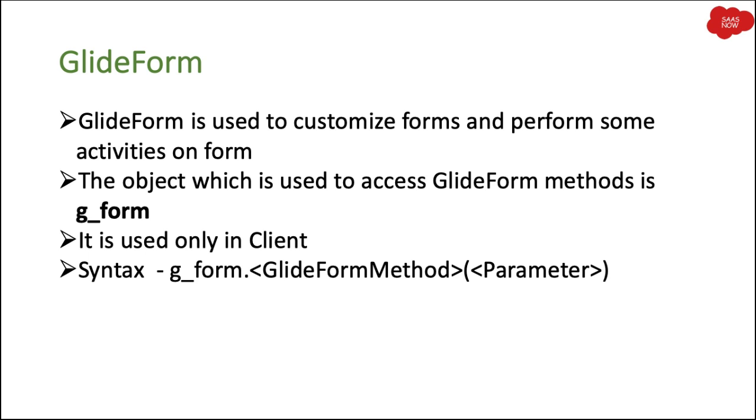And then the syntax we have is like g_form.GlideFormMethod, and we have some parameters. And we will see further how exactly you use this glide form. So every API has its own utilization, its own feature, I would say. So in order to get some functionality fulfilled, you have to use these APIs.